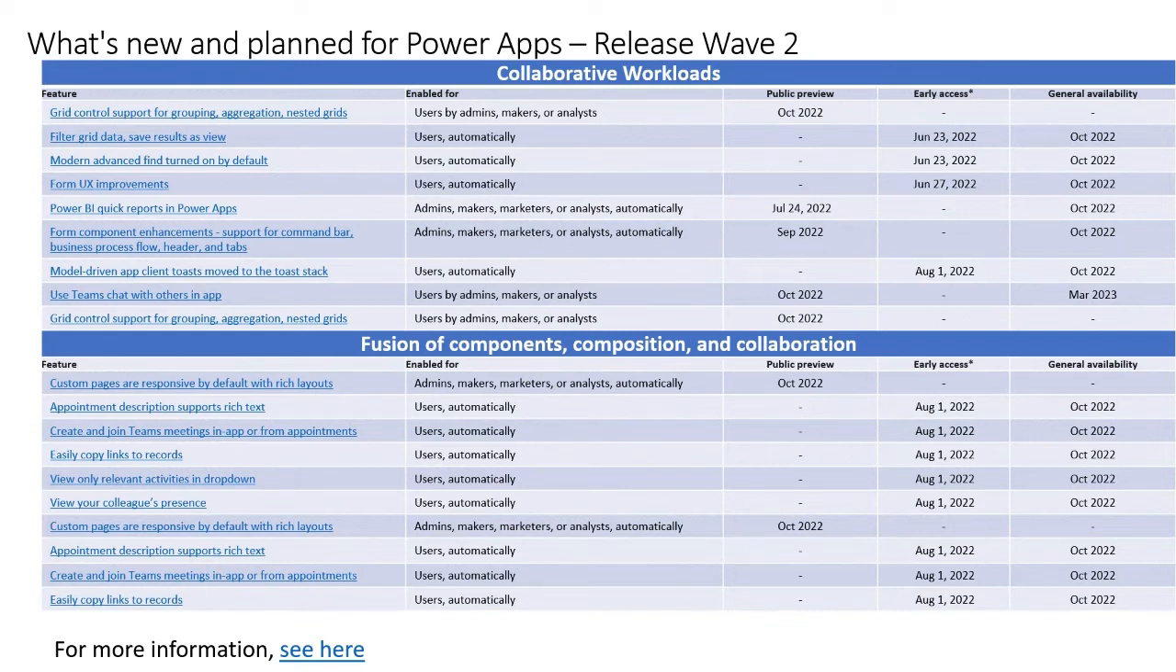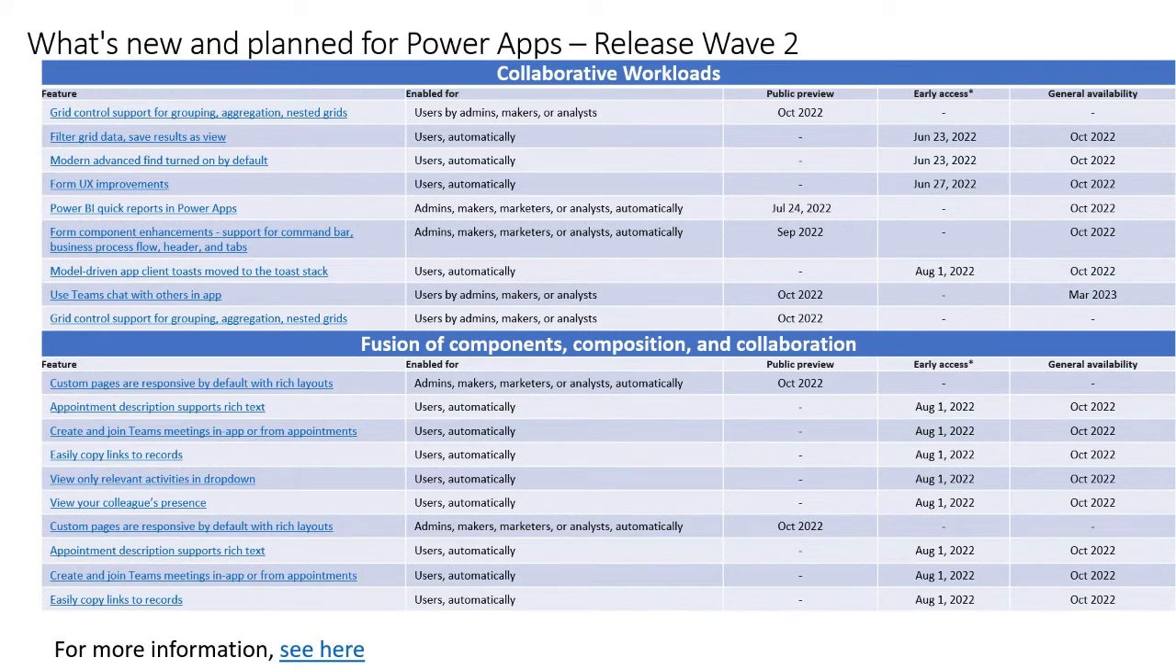For example, the first one is enabled for users, and it's turned on automatically when it's enabled in the environment. So for some of these, when Release Wave 2 is enabled, this type of feature will be automatically enabled, and it's meant for users, so it may impact the user UI and experience. Other ones, like the top one here, are enabled for users by admins, makers, or analysts. Basically what that means is that the feature itself is for users, but it needs to be enabled by an admin, maker, or analyst. So it's not something that's turned on automatically.